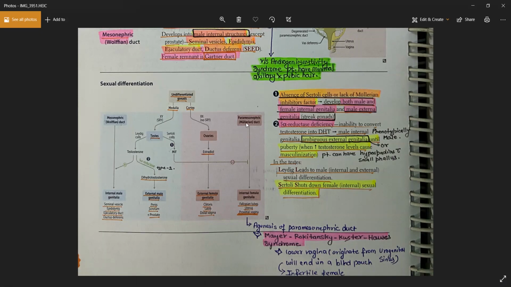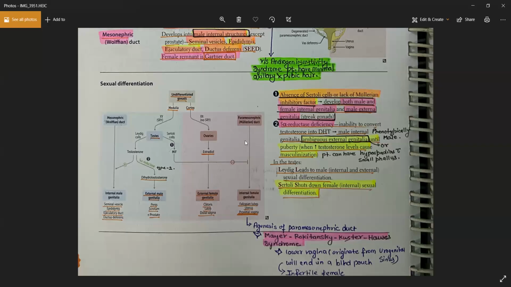Now the development of the Mullerian duct does not require anything. By default, if it does not get suppressed, it will form all the internal female genitalia, which includes the fallopian tube, uterus, cervix, and the proximal vagina. Ovaries will release estradiol, and that will help form the external female genitalia, that means clitoris, labia, and the distal vagina.